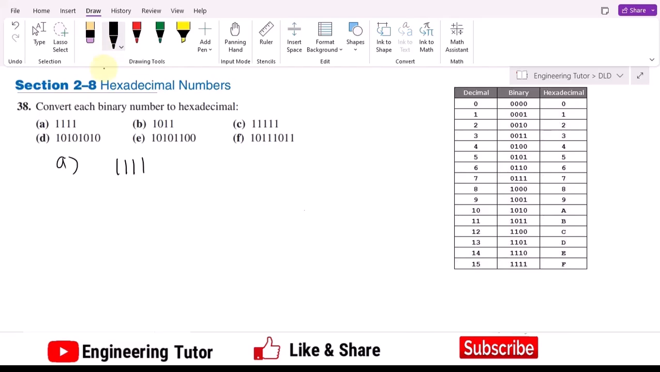Here we have all ones, so this is a 4-bit number. From this table we can see that in binary all ones is equal to F, so the hex equivalent of it is F16, while this was a binary number. That is the answer of part A. For part B we have 1011. In this table we can see that 1011 is B, so it is B16. That is the answer of part B.